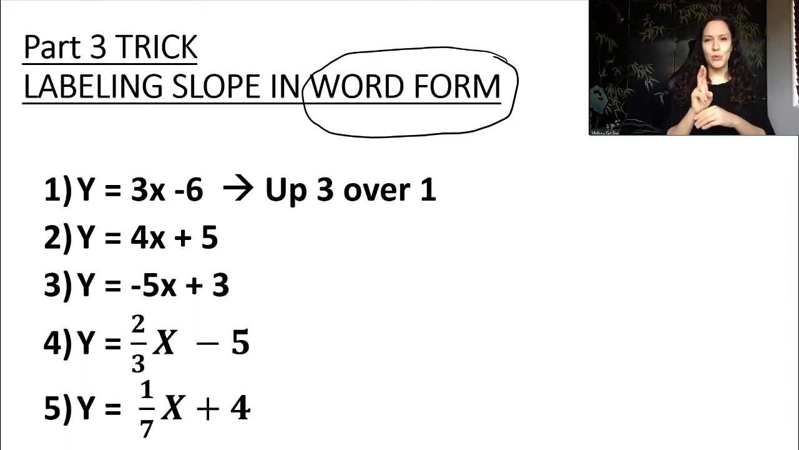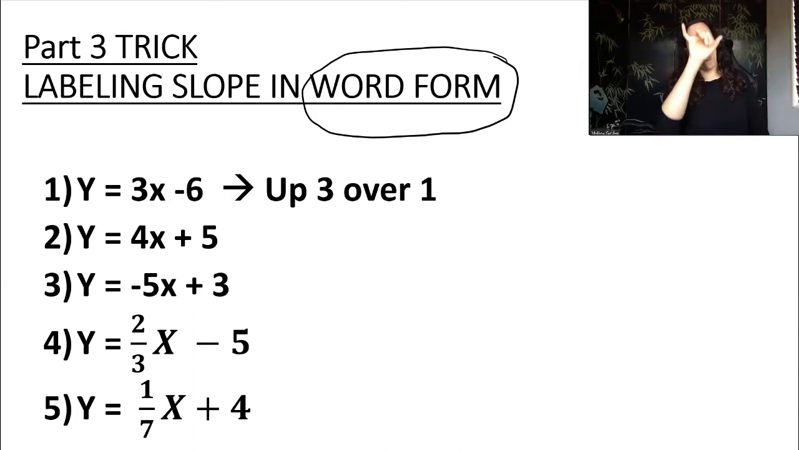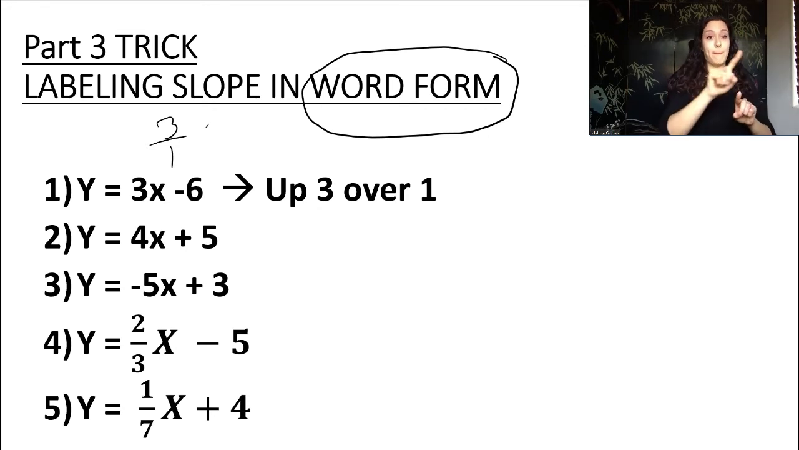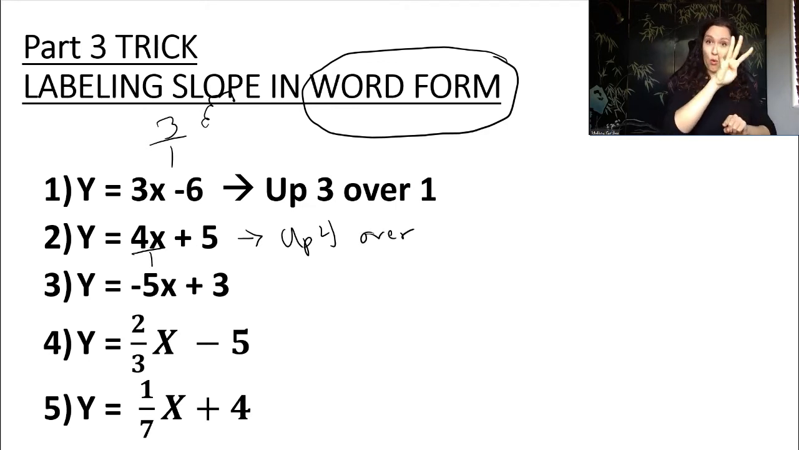Okay, so if I'm looking at this equation, this is my y-intercept. I'll start off at -6, but what I'm concerned about is this 3. Okay, well, I'm going to turn that into a fraction. So it's really 3 over 1. And what I'm going to say is up 3 over 1. I'm going to go up 3 and then to the right 1. So how would I say this one? Up 4, make it a fraction, over to the right 1.